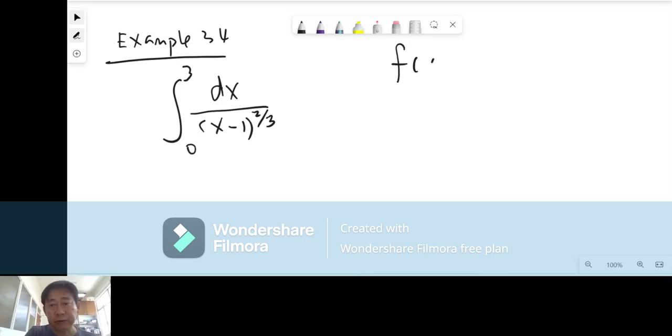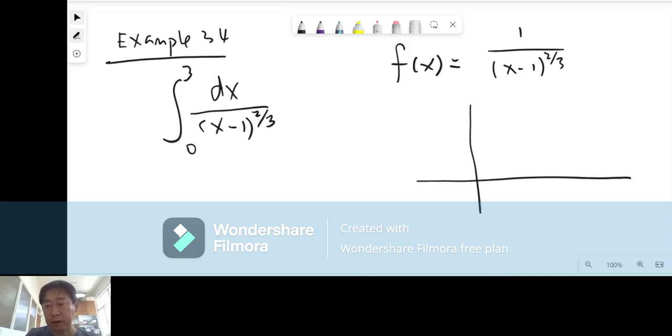The integrand function, which I represented with f(x), can be represented on the xy plane. Here we indicate the vertical asymptote at x equals 1, and the integration is to be performed from x equals 0 to x equals 3. So obviously the integration from 0 to 3 should cut through the vertical asymptote at x equals 1. When x is exactly equal to 1, the function will tend towards positive infinity.